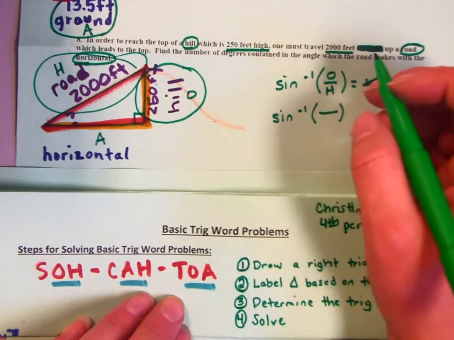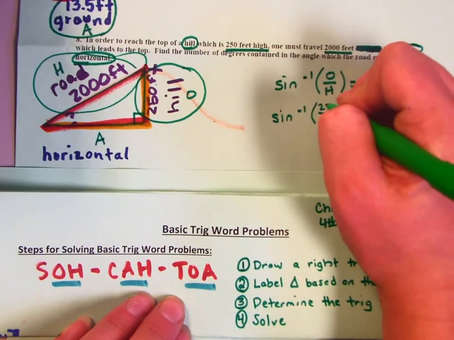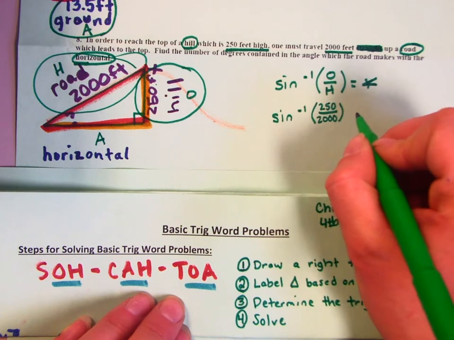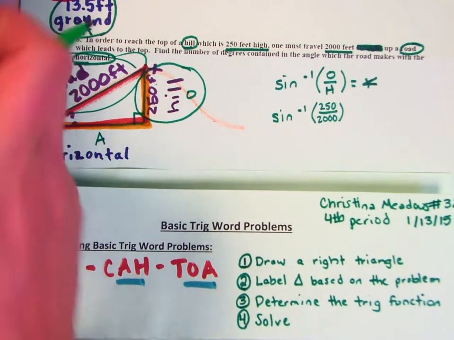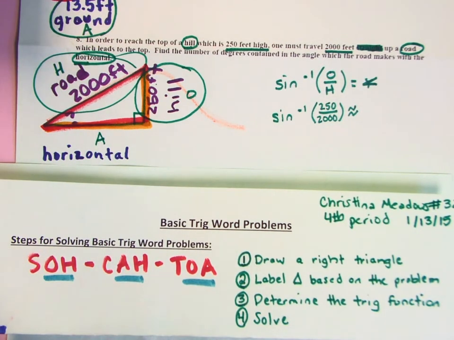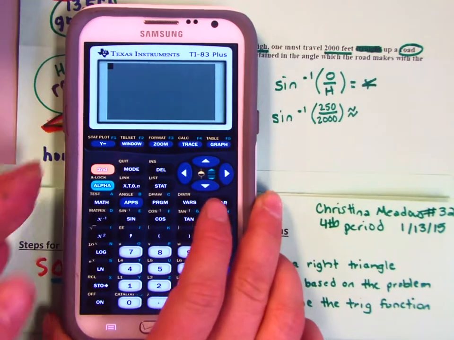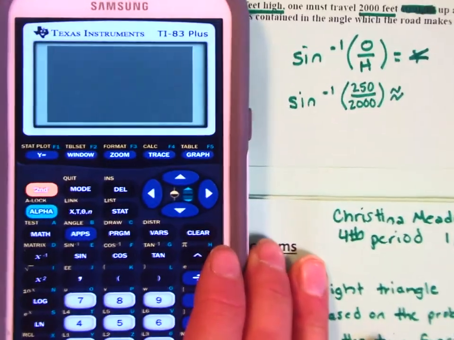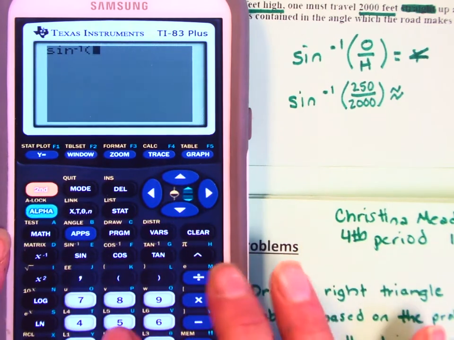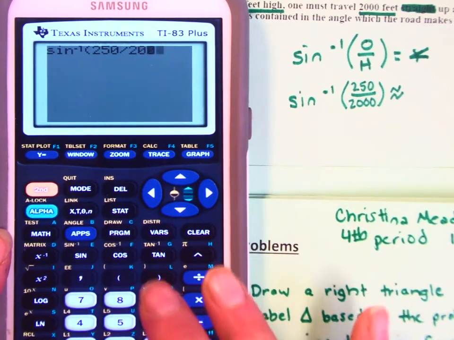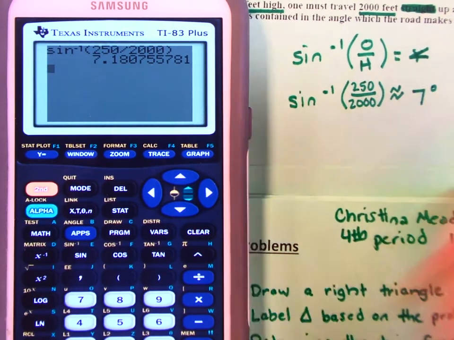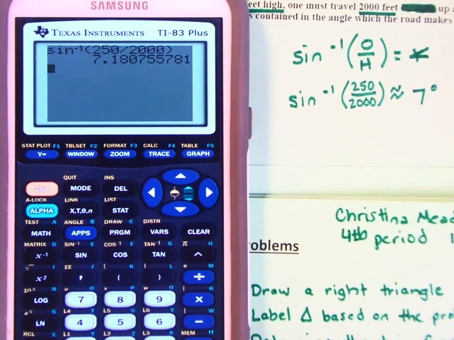What is my opposite? 250 feet. What is my hypotenuse? 2,000 feet. We're going to do nearest degree again, so approximately. So the inverse sine of 250 divided by 2,000 equals approximately 7 degrees. Approximately 7 degrees.